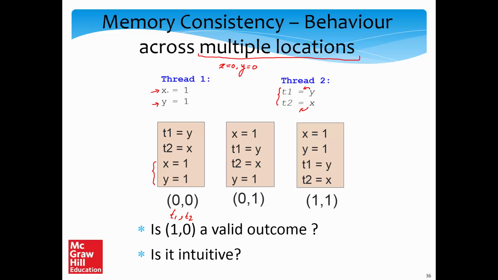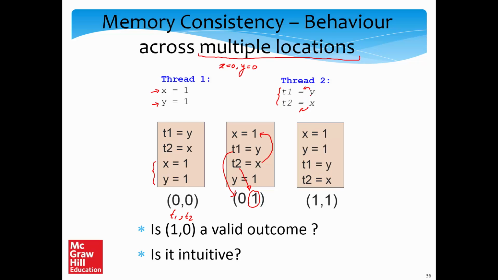Similarly, it's possible that first we set x to 1, then we execute these two instructions, and then we set y to 1. So in this case, t1, which is equal to y, will read the value 0, because y is being assigned here and not before that. So t1 will be 0 and t2, which reads the value of x, will read 1. So t2 will be 1. So 0, 1 is a valid outcome because we can interleave the instructions to generate an outcome 0, 1.